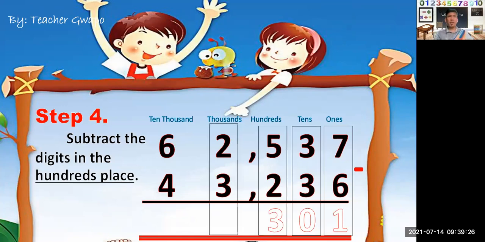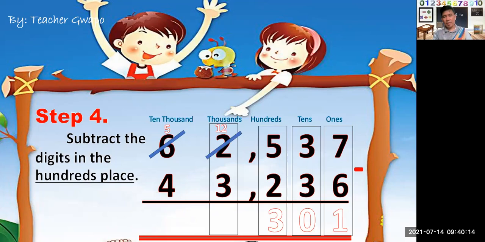Step number 4. Now here, if the number is smaller, we cannot subtract. So what we need to do is to rename. Instead of 2,000, we will change this one because 2,000 is smaller than 3,000, so we cannot subtract. We will rename the 6 ten-thousands into 5 ten-thousands. We cross out so that we will not forget, and write 5 here. The 1 ten-thousand we put in the thousands place as 10, and then the 2,000 will become 12,000. That's how to rename or regroup.